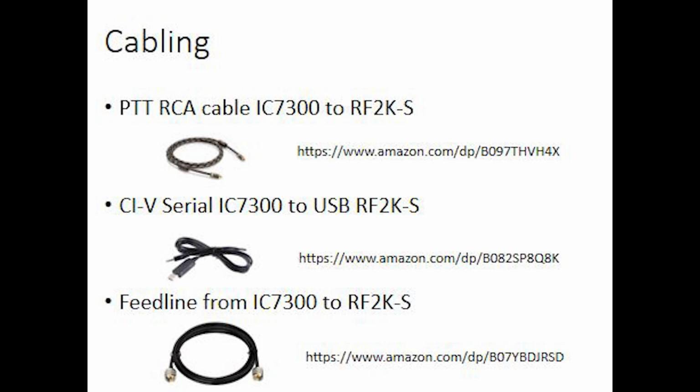A CI-V to serial cable that goes from the IC7300 using a 3.5 millimeter jack to a USB port on the back of the RF2K-S. Then you'll need an additional feed line to go from the IC7300 to the input of the RF2K-S.